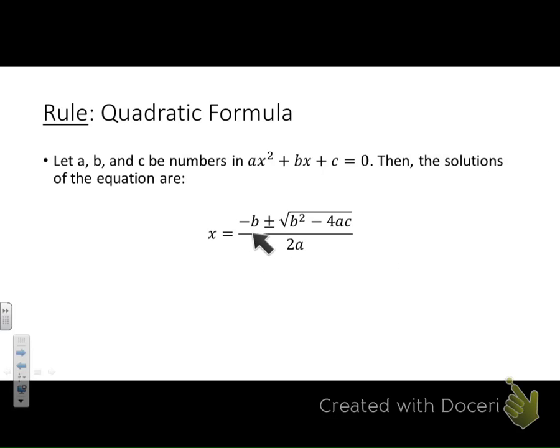If we take the opposite of b, plus or minus the square root of b squared minus 4ac, divide everything by 2a, we're going to get our two solutions, whether we are left with a square root of 3, whether they're going to turn out to be integers, or whether we have some i's. This is a no-fail process to figure out what our solutions are. And we're going to practice.